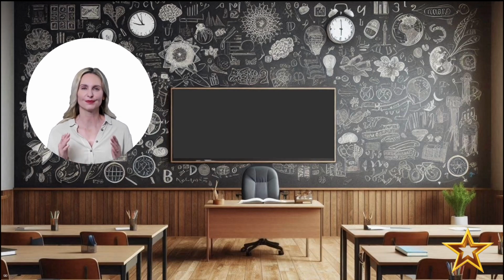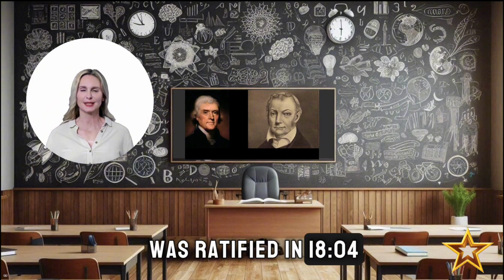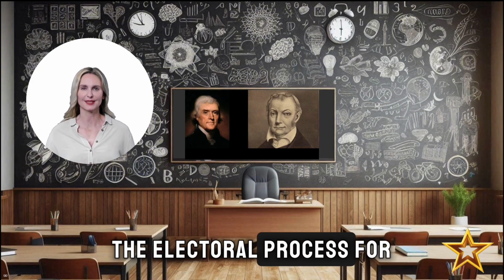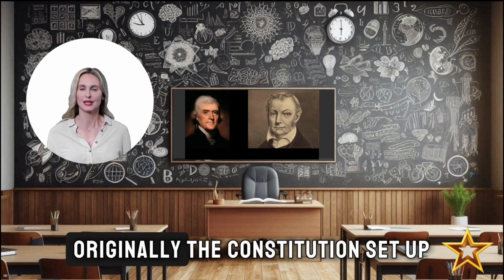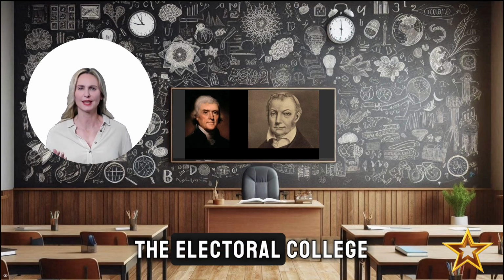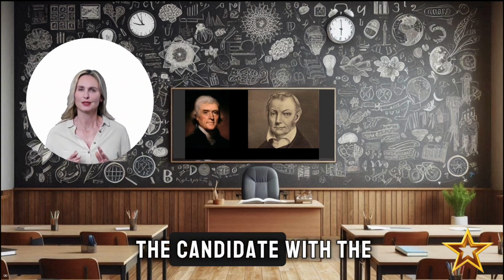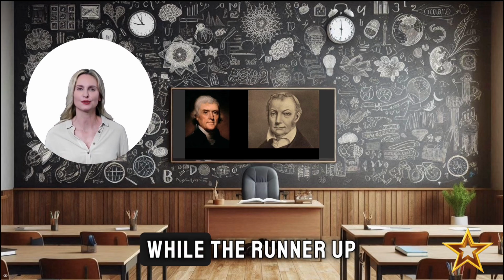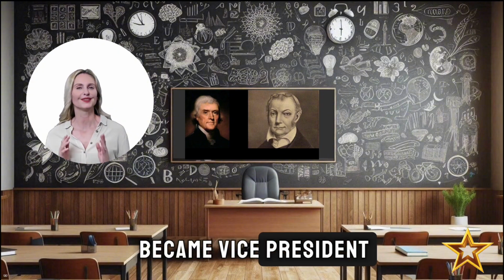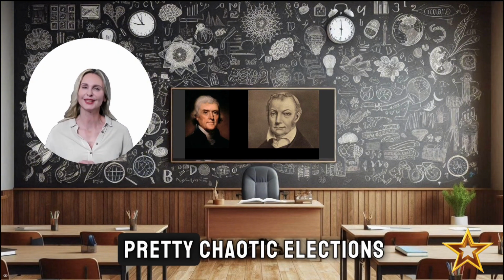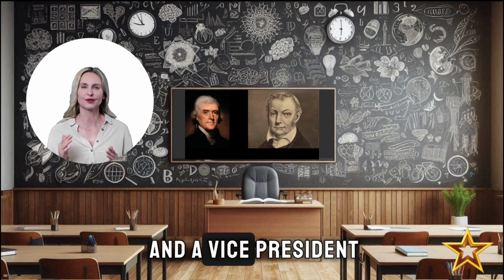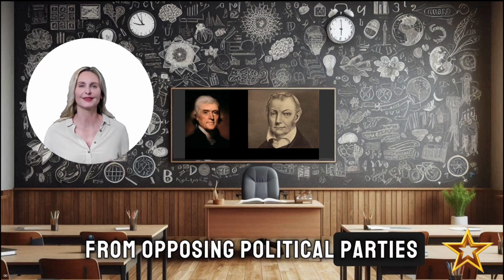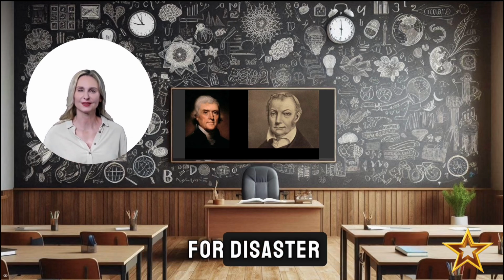So let's dive in. Before the 12th Amendment was ratified in 1804, the electoral process for choosing the president and vice president had some serious flaws. Originally, the Constitution set up the Electoral College in a way that the candidate with the most votes became president, while the runner-up became vice president. This led to some pretty chaotic elections, especially in 1796 and 1800. Imagine having a president and a vice president from opposing political parties. Talk about a recipe for disaster.